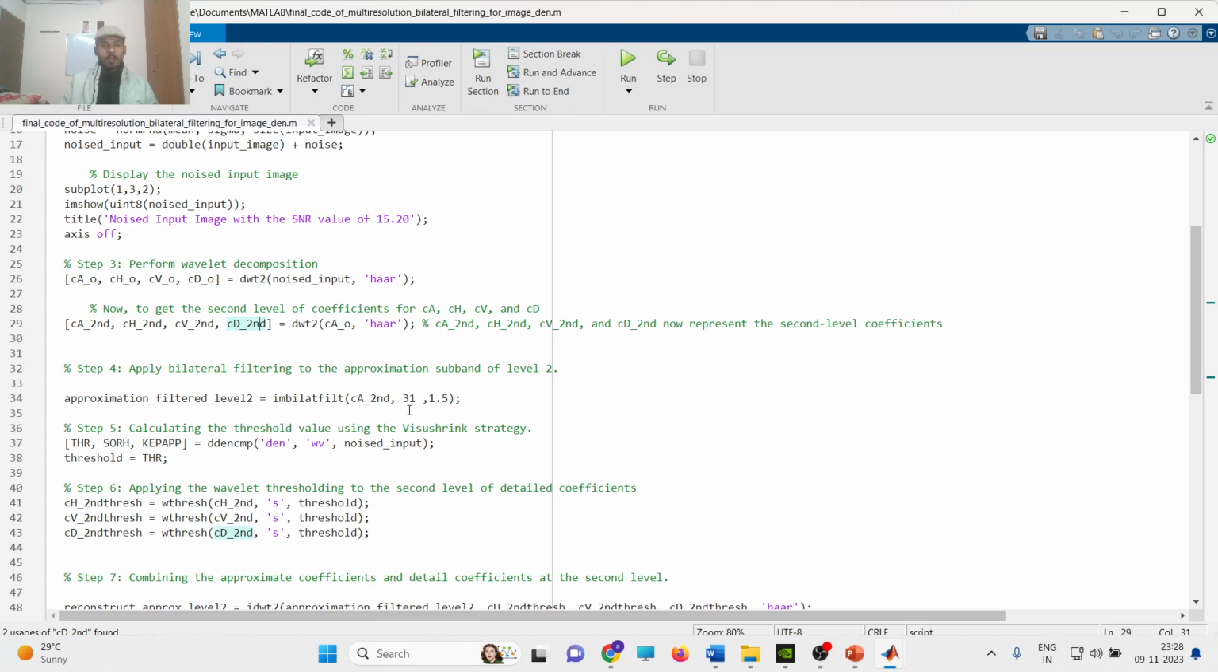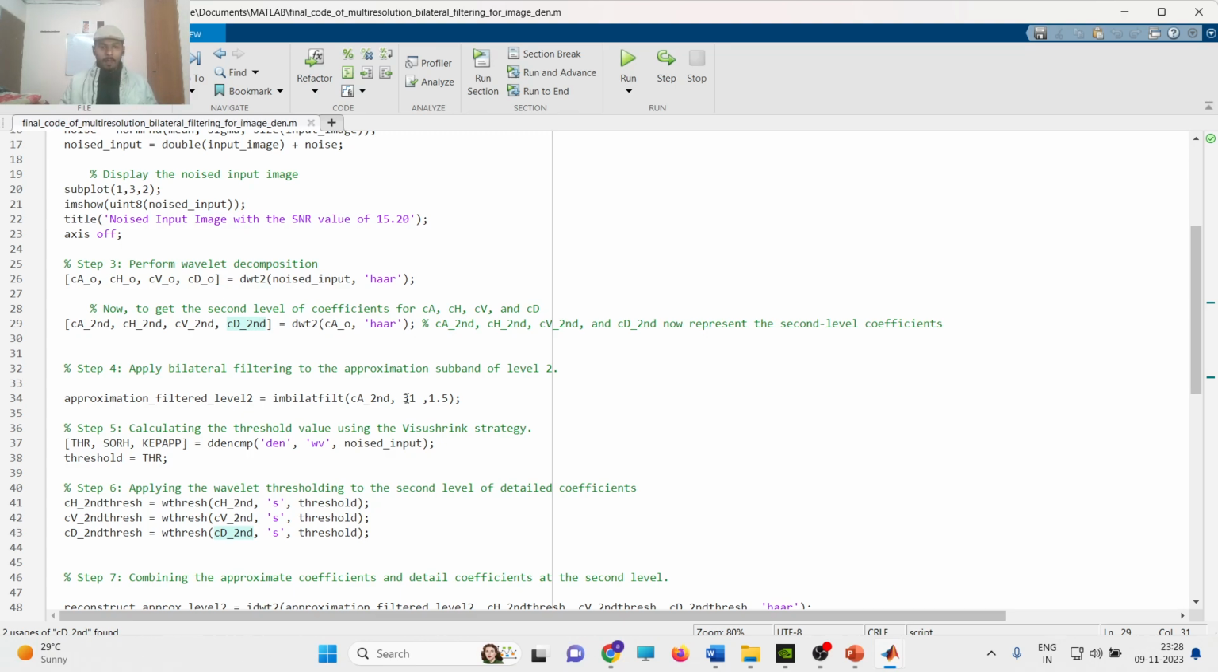So here we are applying the bilateral filter to the second level of approximation. Now this 31 is the standard deviation of the range kernel. Sorry, this is the range standard deviation. Experimental results have shown that the optimal value for this range standard deviation is equal to the noise standard deviation, right? The noise standard deviation was the square root of 1000, which was around 31.